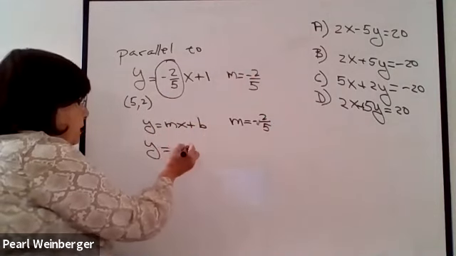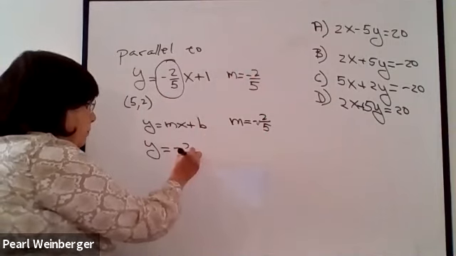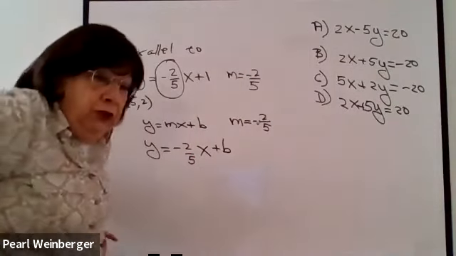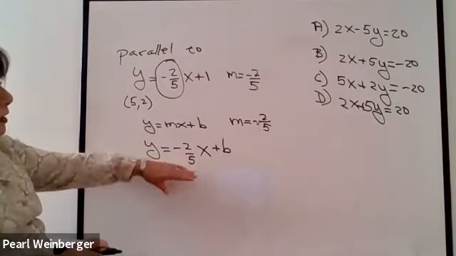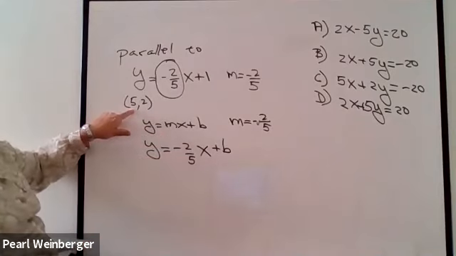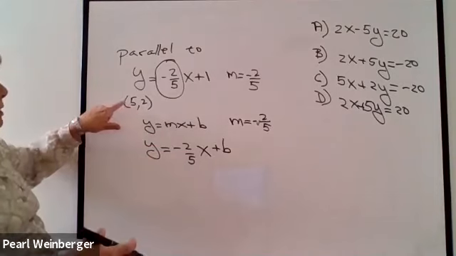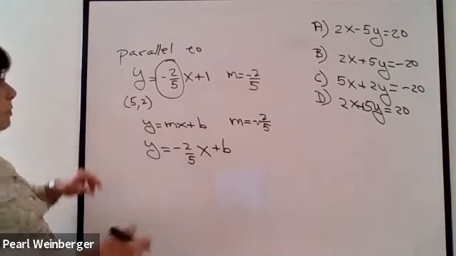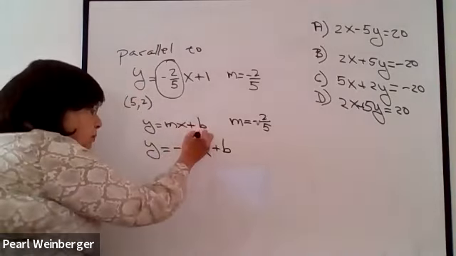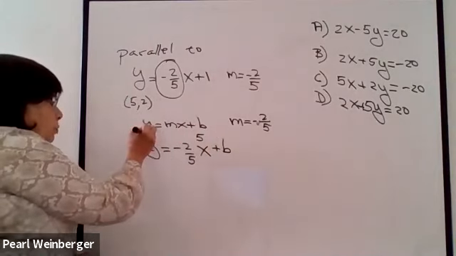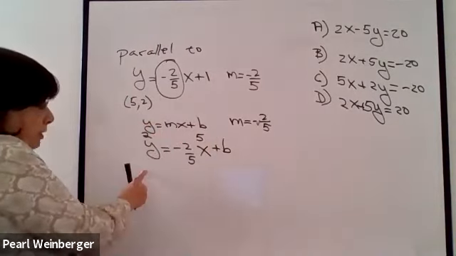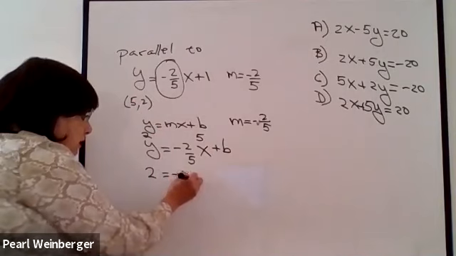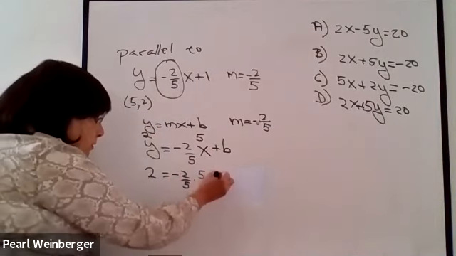So my equation is going to be y equals negative 2/5 x plus b. We still have to figure out what the b is. And remember, we do this after we put the slope into the equation. If they give us more than 1 point, we can take any point. But in this case, they only gave us 1 point. The point (5, 2) is on the line, which means for the x, I'm going to put in 5, and for the y, I'm going to put in 2. So that will give me 2 equals negative 2/5 times 5 plus b.